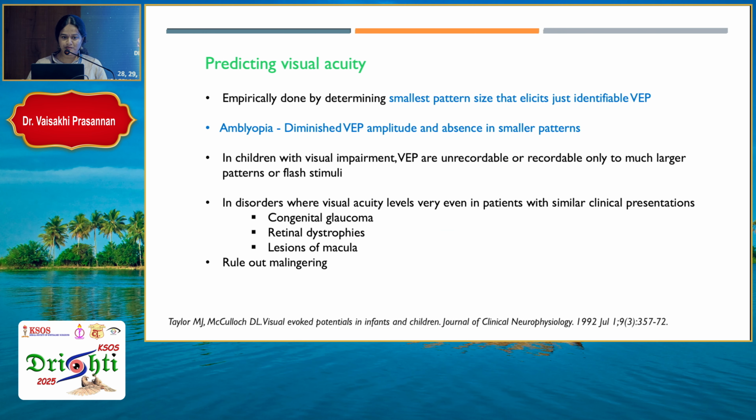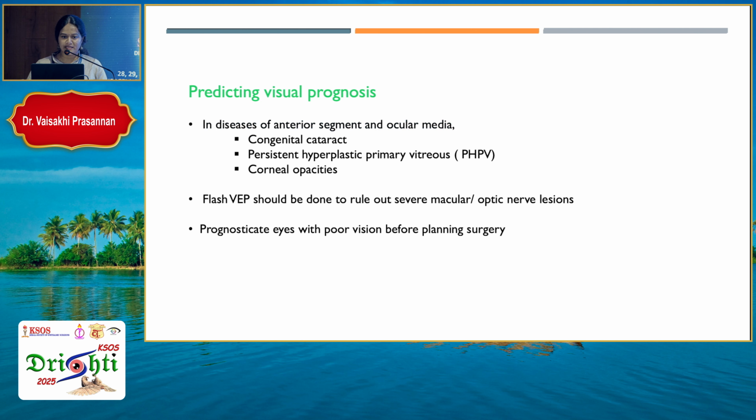Coming to applications of VEP in predicting visual acuity, which is empirically done by determining the smallest pattern size that elicits a just identifiable VEP. In case of amblyopia, we get a diminished or absent VEP in cases of smaller patterns. In children with visual impairment, VEP is either unrecordable or recordable only to a larger pattern or flash stimuli, and thus helps in ruling out malingering.